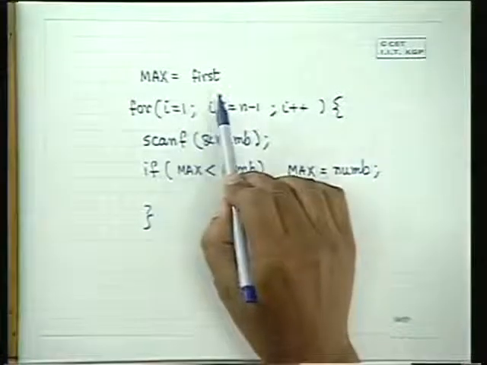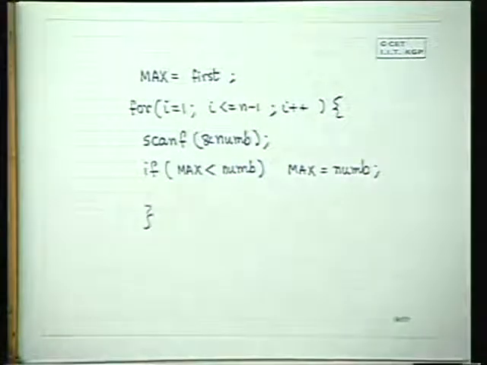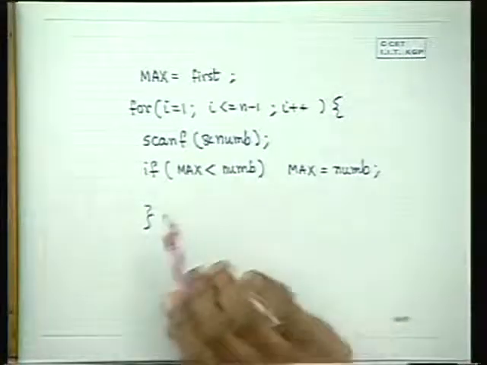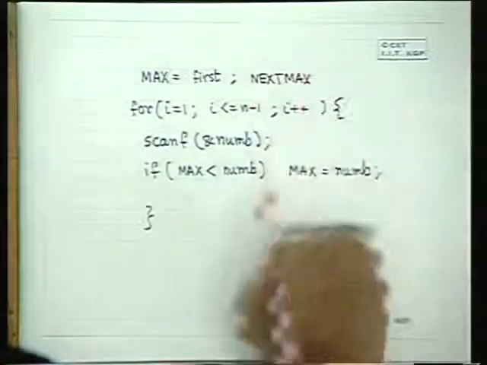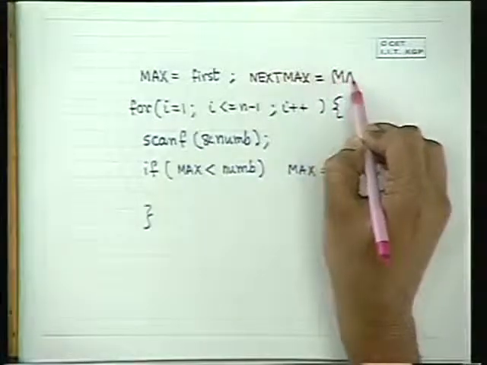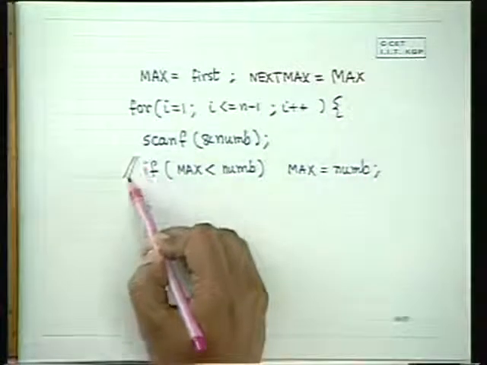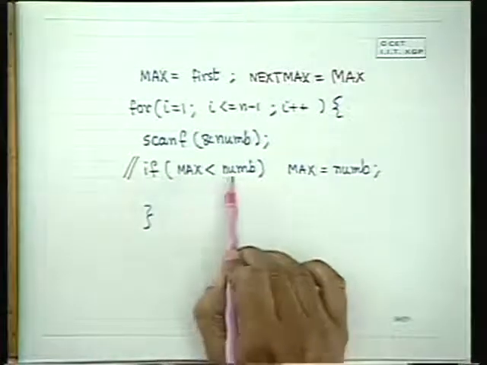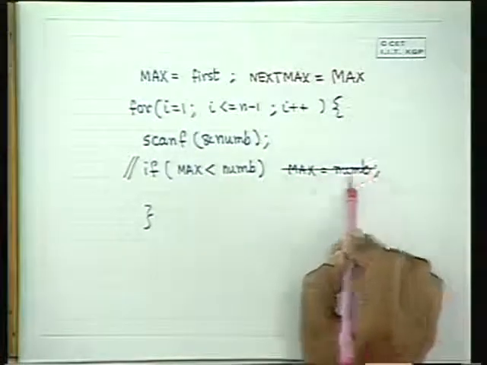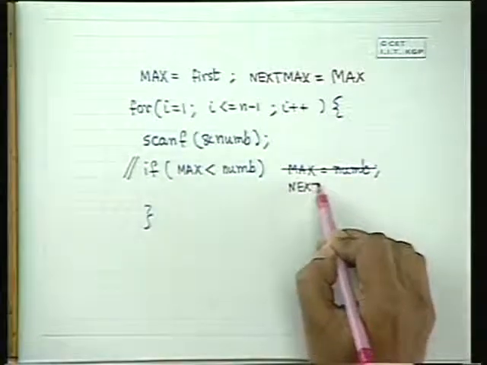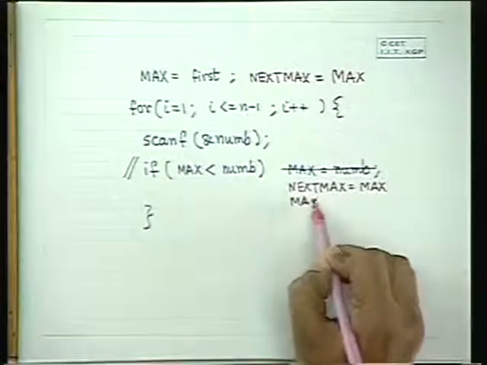And in order to find the maximum and the second maximum, we will take a very similar approach to the one we took to find the minimum. I have seen nearly everybody do it this way when I asked anybody for the first time. Next max is equal to max, and here in this comparison, if max is less than num, then this is not the only thing that you do. Instead, you first make next max equal to max, and then you make max equal to num.